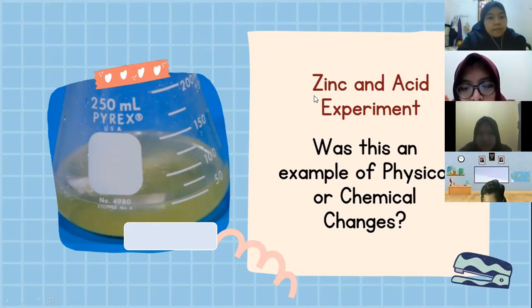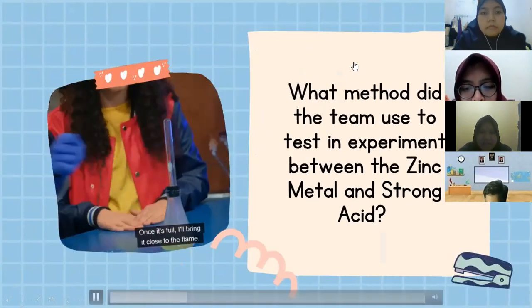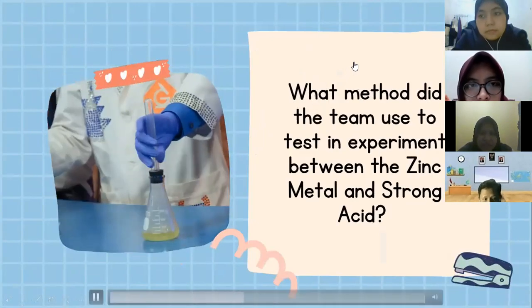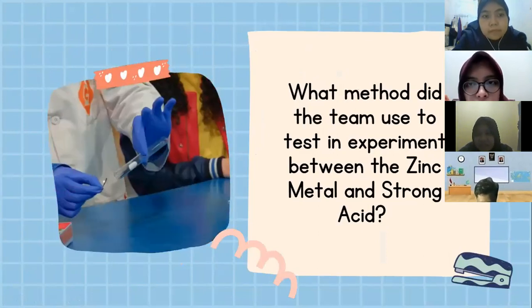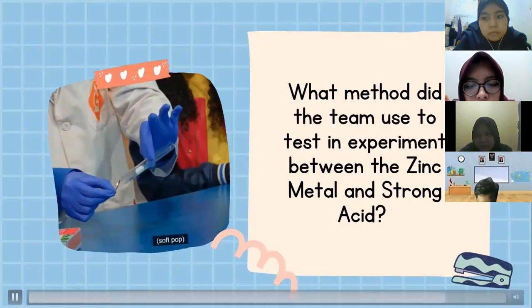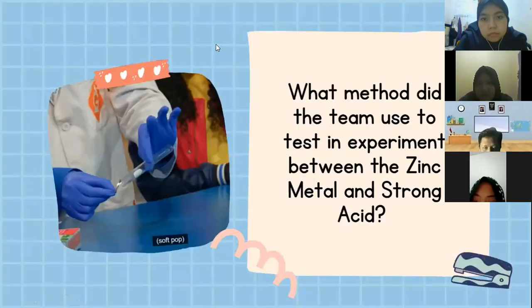And now we're going to the next question about the zinc and strong acid experiment. What method did the team use to test in the experiment between the zinc metal and strong acid? Can anyone explain why? Nadia, Miss. Okay, Nadia, yes, please. It's a burning test, maybe, Miss.